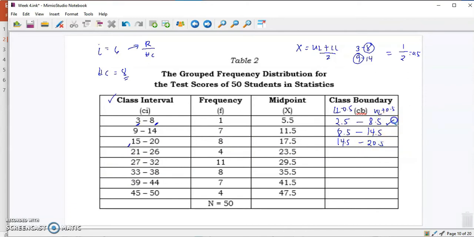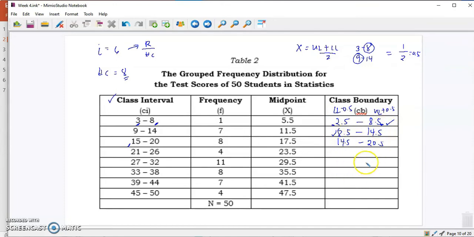Notice that the first boundary ends with 8.5 and the second class boundary starts with 8.5, so that there will be no gap. This is for the boundary, not for the class interval. Now, in the boundary, there's a lower value and an upper value. Again, how do we get that? By adding and subtracting 0.5. Where did we get the 0.5? Between 8 and 9, there's a gap of 1. We get halfway of it, so we divide by 2. The answer is 0.5. We subtracted 0.5 from the lower limit, and we added 0.5 to the upper limit.